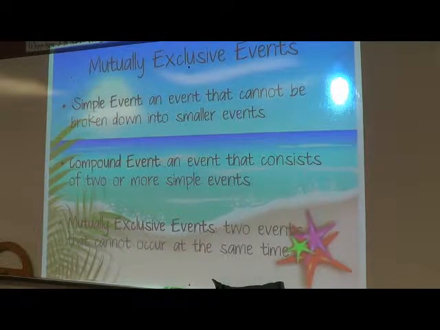So before we were looking at independent events and dependent events and things like that, but this time we're looking at what we call exclusive and inclusive. So first off, a couple of definitions. A simple event is an event that cannot be broken down into smaller events. So that would be just simply drawing a card or rolling a die. You cannot simplify that any further than just one particular event.